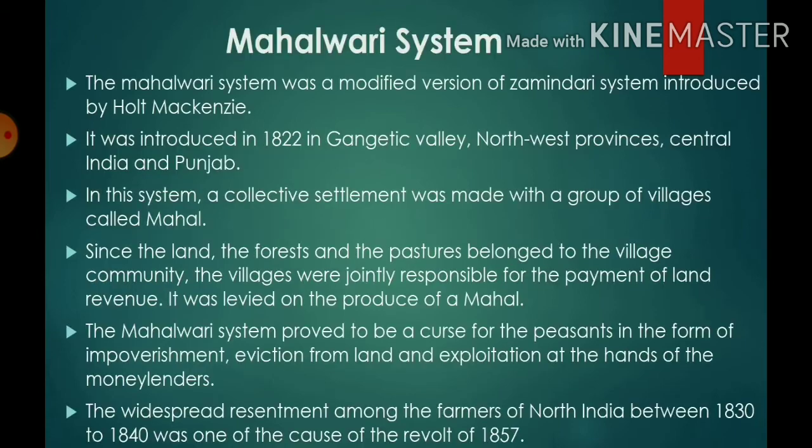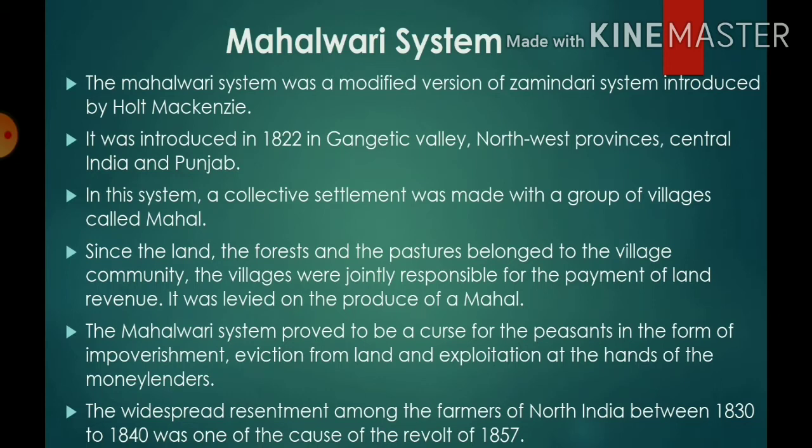Then the Mahalwari system. The Mahalwari system was a modified version of the Zamindari system, introduced by Holt Mackenzie in 1822. Please note: Zamindari system 1793, Ryotwari system 1820, and Mahalwari system 1822, in the Gangetic Valley, Central India and Punjab.